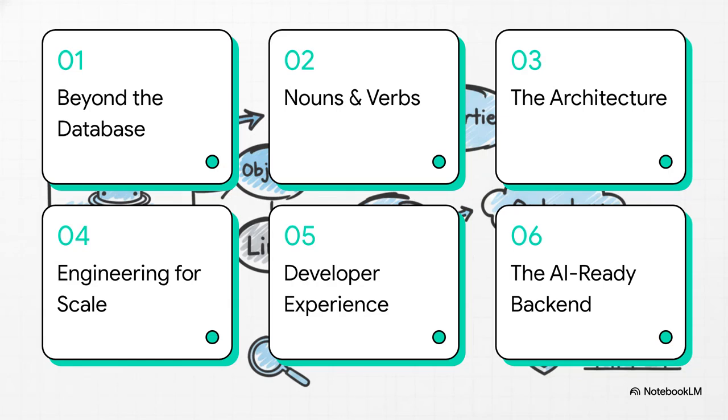So here's how we're going to break it all down. First, we'll talk about why we even need to move beyond the traditional database model. Then, we'll get into the core idea, modeling the world in nouns and verbs. After that, we'll dive into the system architecture, the language, engine, and toolchain. We'll look at how it's engineered for serious scale, how you, as a developer, would actually build with it, and finally, why this whole setup creates an incredibly powerful, AI-ready backend.